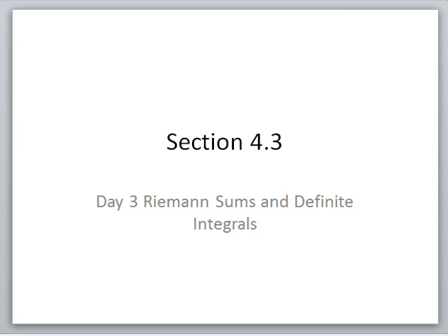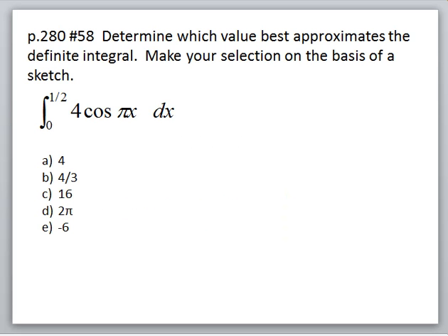Okay, this is our last day with definite integrals. The first thing I want to look at is a problem that looks like this. Determine which value best approximates the definite integral. Make your selection on the basis of the sketch. So we're not actually going to figure this out.